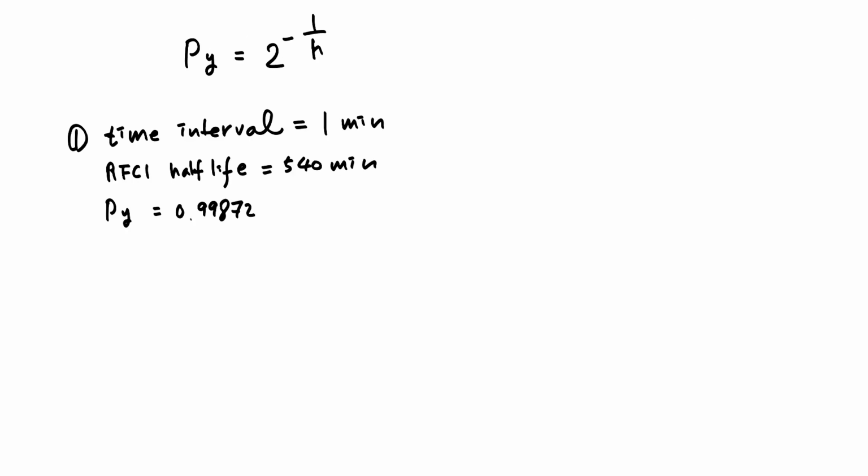Okay, this is what we have so far. So Py is equal to 2 to the power of -1 over h. And when time interval is 1 minute and the protein half-life is 540 minutes, then this degradation parameter Py becomes 0.99872. Now let me draw a graph that shows the relationship between h and Py.